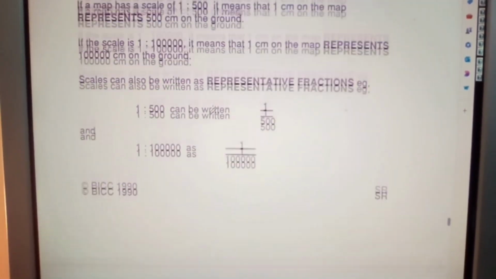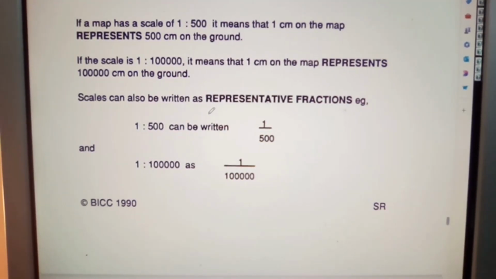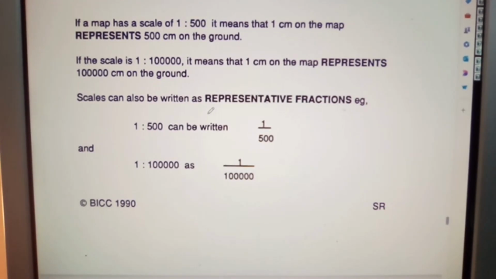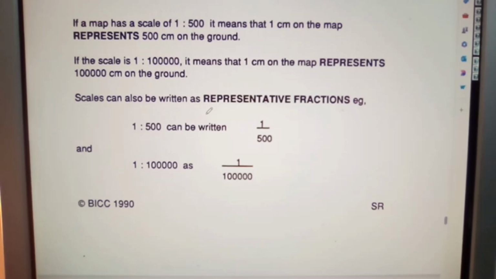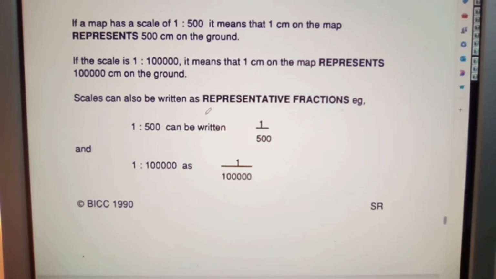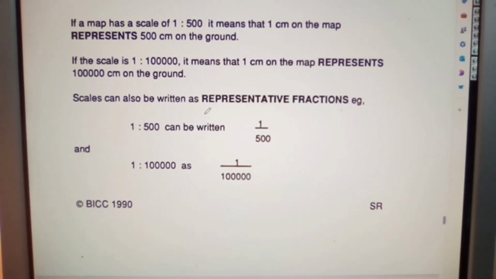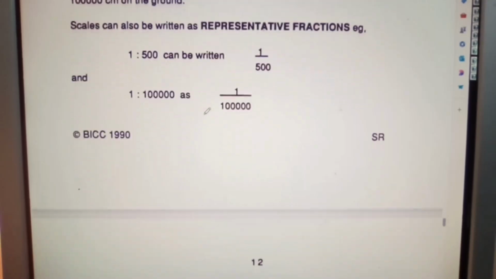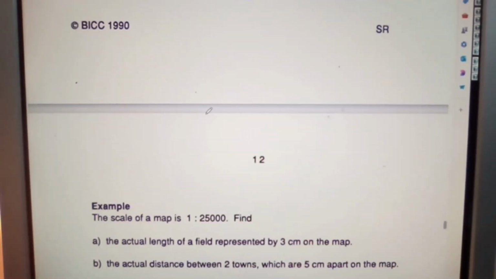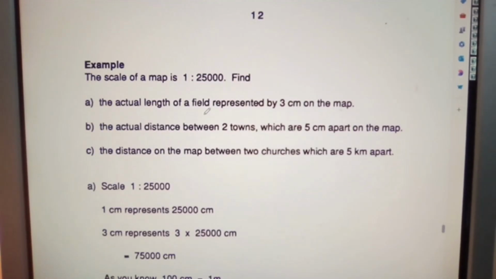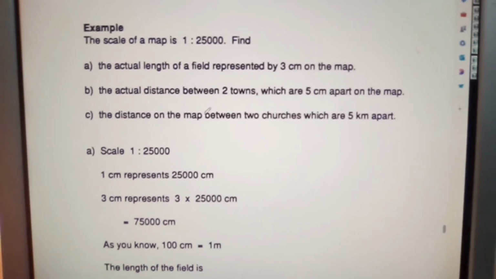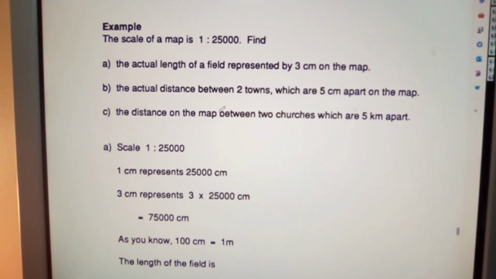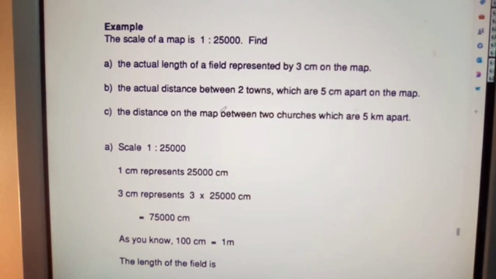And here again, it's just showing you mapping scales. Scales can also be written as representative fractions. Example 1 to 500, it can be written as 1/500, okay, as a fraction. Okay, this is something that's for you to do yourselves as well, that I would like you to follow up on. Okay.